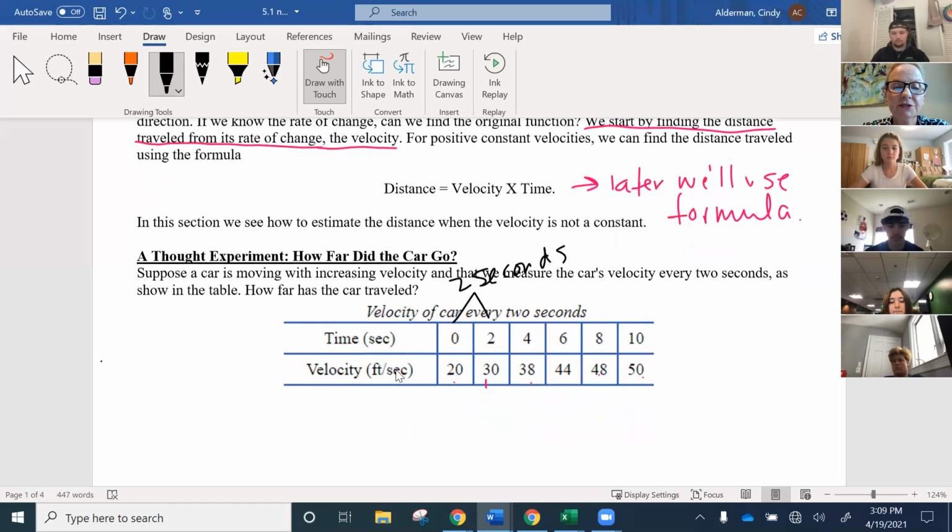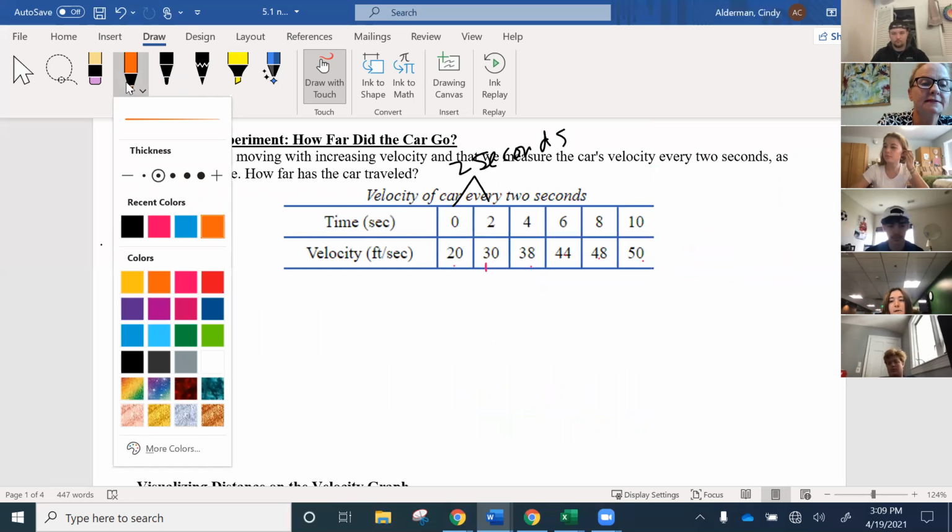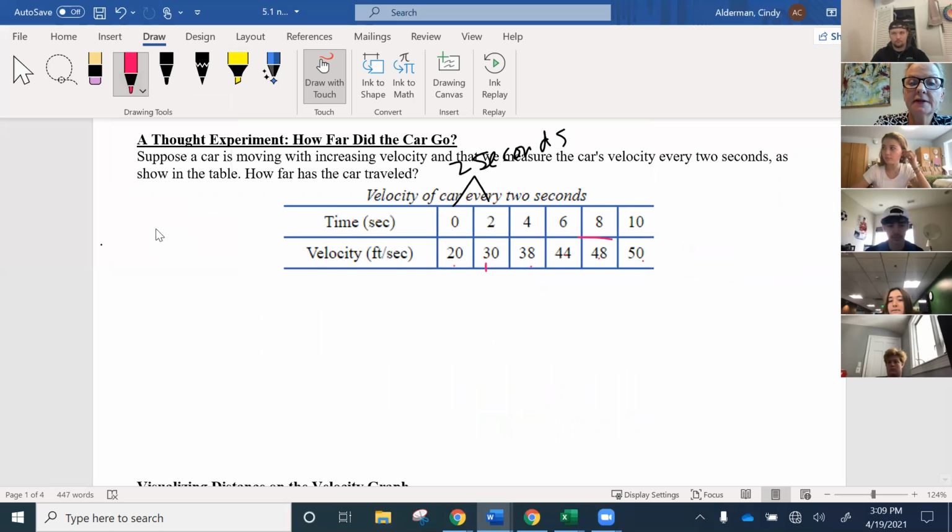So what we're going to do with this is what we call a lower estimate and an upper estimate. To compute a lower estimate of how far we traveled, we can take these numbers here.